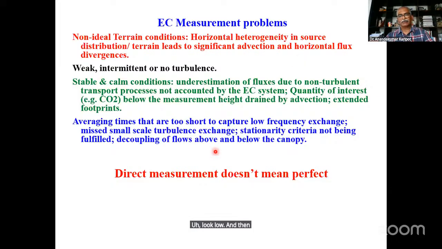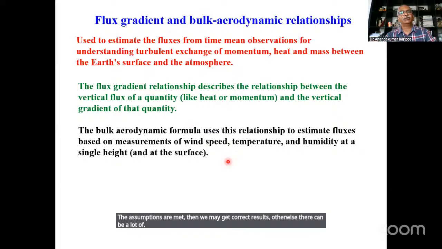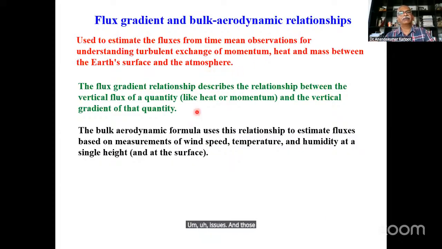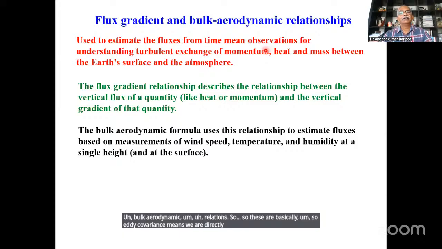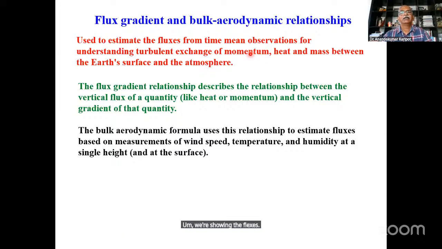And then there are several problems. Direct measurement doesn't mean that it is perfect. If the assumptions are met, then we may get correct results. Otherwise, there can be a lot of issues. And then there are those two estimation methods, flux gradient and bulk aerodynamic relations. So eddy covariance means we are directly measuring the fluxes from the fast high frequency measurements. And we know that it's not always available.